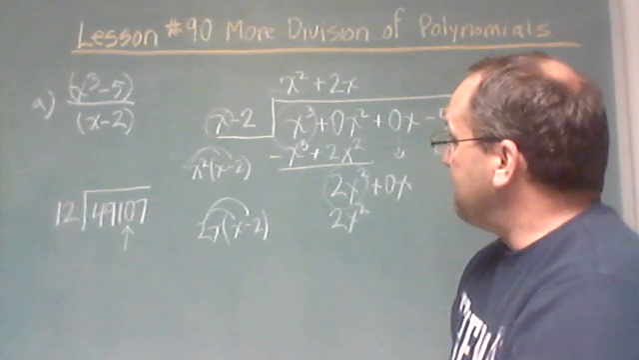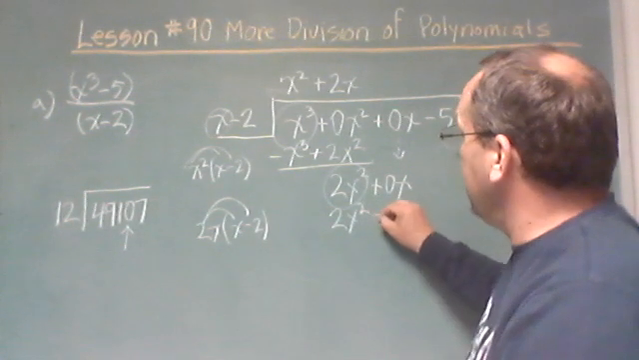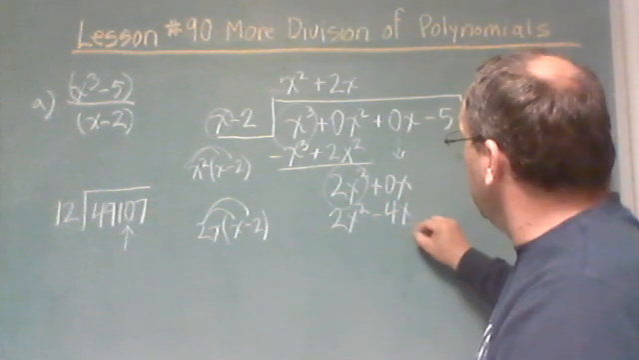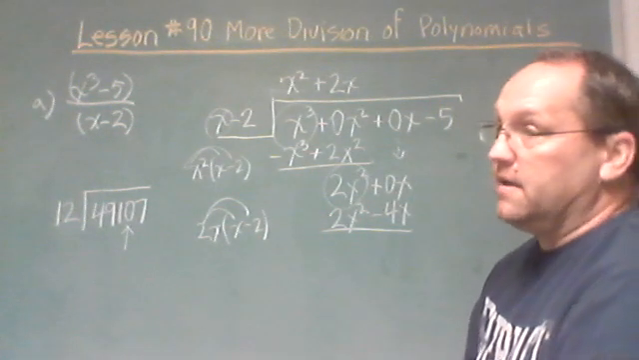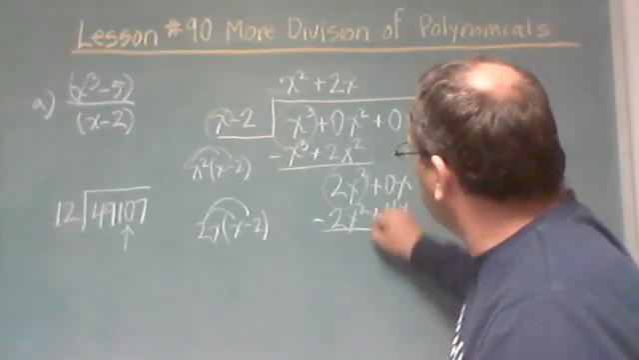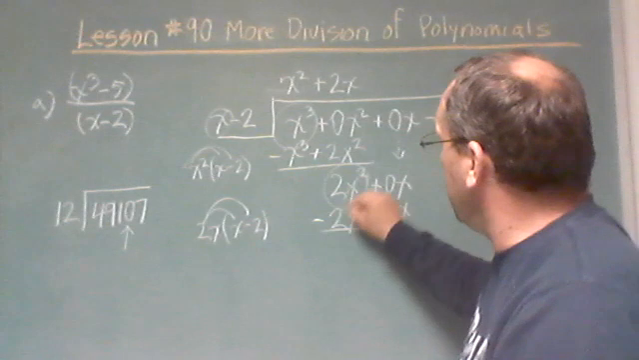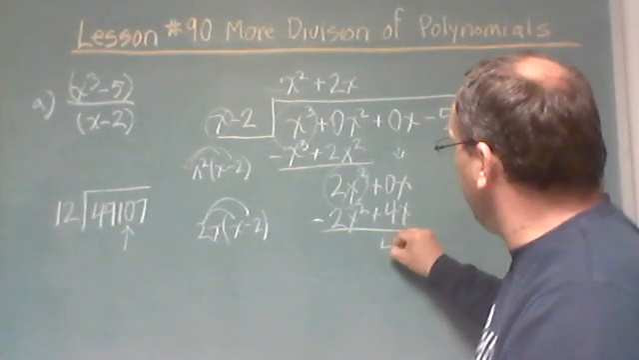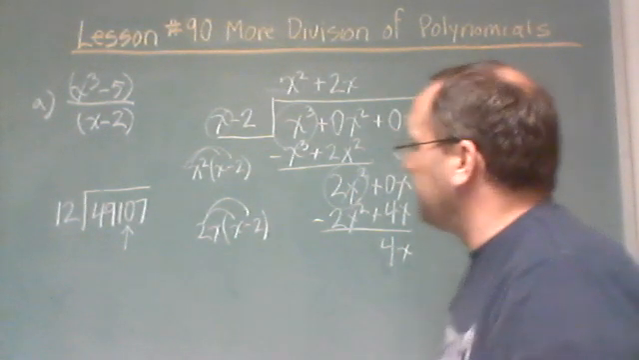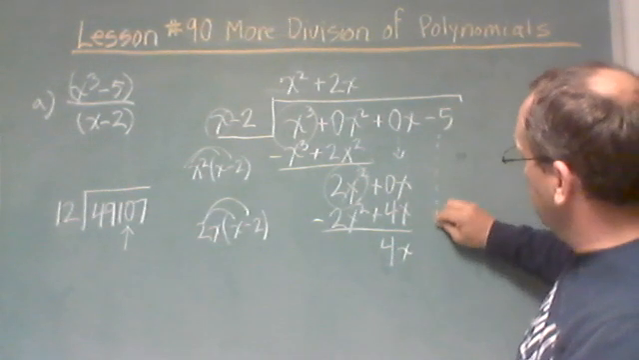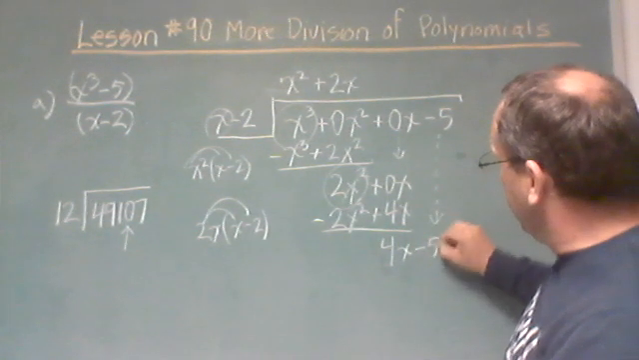A 2x minus 2 would be a minus 4x. I draw my line to subtract, but instead I change the signs and add them. These cancel out. This I get a 4x. I drop down my next term, minus 5.